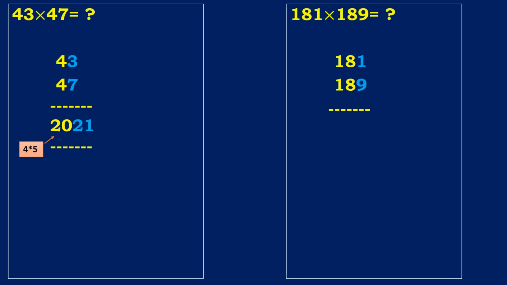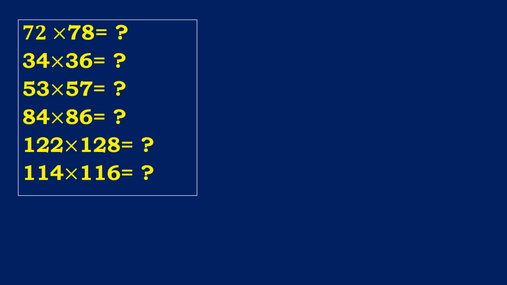Similarly, in the case of 181 and 189, the answer of 1 into 9 is not 9, it is 09. Then, the product of 18 and the next integer. So, 18 into 19 is 342. The answer here will be 34,209. Let's see how many of you can solve these 6 questions and get all 6 of them correct.